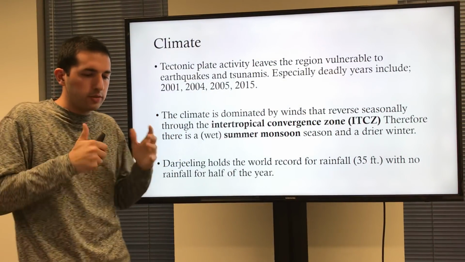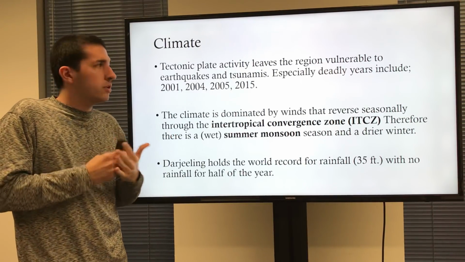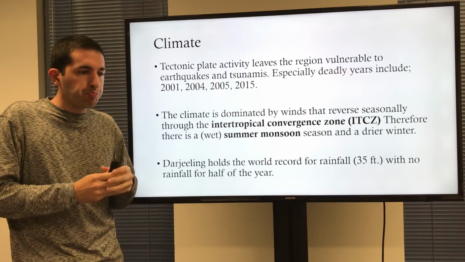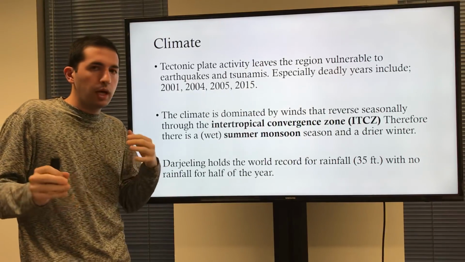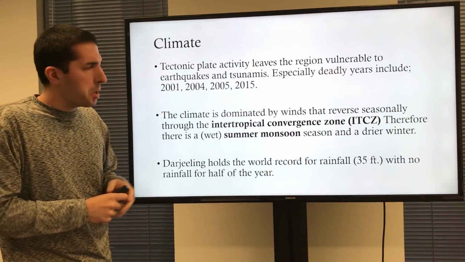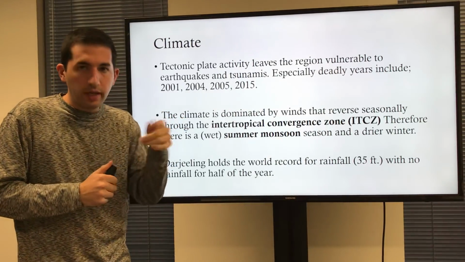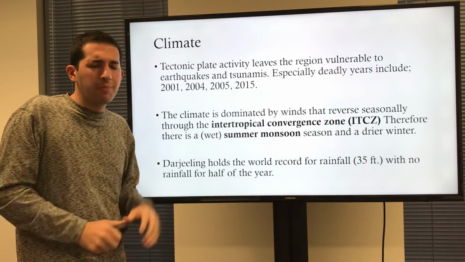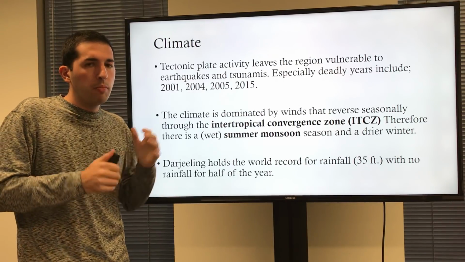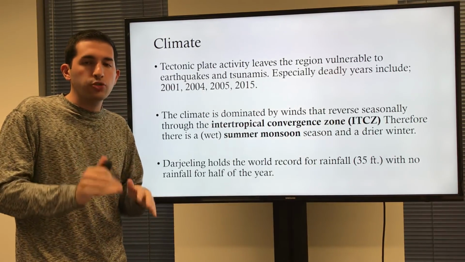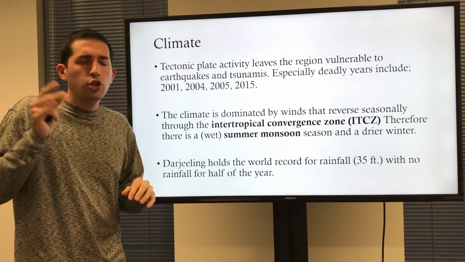So again, back to the tectonic plate activity. Because of that crash and because of that movement that still takes place today, it leaves the region very susceptible to earthquakes and tsunamis. Tsunamis being tidal waves, if you will. Especially deadly years highlighted in the textbook were 2001, 2004, 2005, and 2015. 2004 was the most deadly, about 54,000 people in South Asia died as a result, mainly in southeastern India and Sri Lanka, mostly Sri Lanka. Now that's about 54,000.